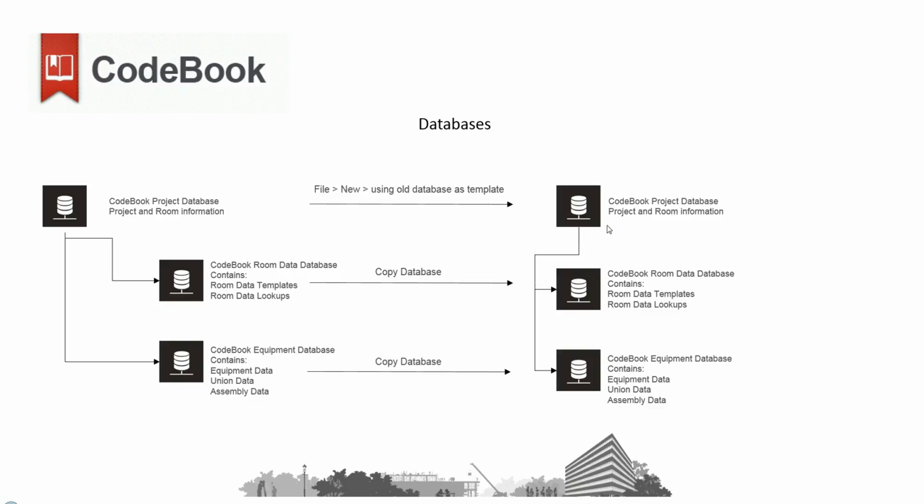Once I've created that CodeBook project, I will then copy the room data library associated with it and copy the equipment library associated with it and attach that to our new project. So any changes in the new project will affect the new project only rather than the existing dataset. This is why we copy the dataset rather than simply attach the new CodeBook project to the old equipment library and the old room data library.